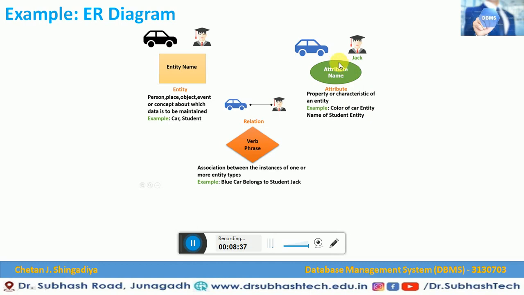After specifying the entity and attributes for the ER diagram, we have to establish the relations between them. That we can call an association between the instances of one or more entity types. So this is a short and simple ER diagram which represents the entities, attributes and relationship between them. It also explains the components of an ER diagram. There are three main components as we already discussed: entity, attribute and relationship.